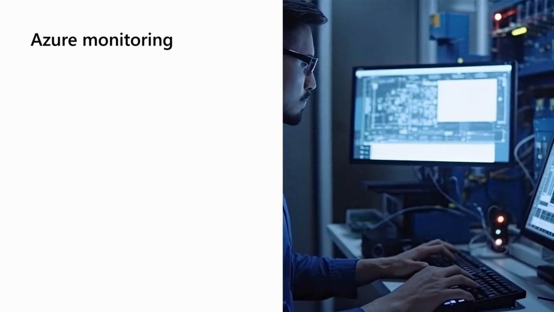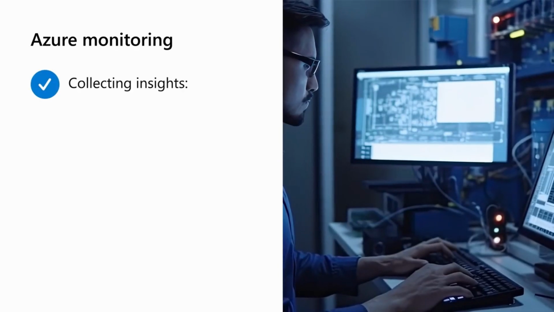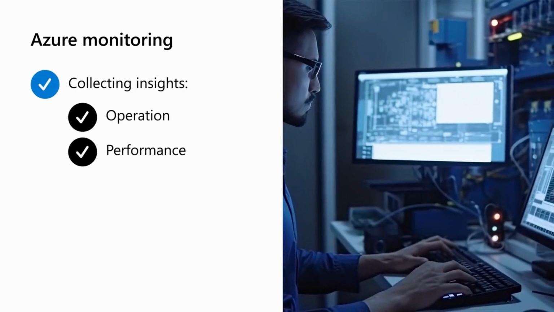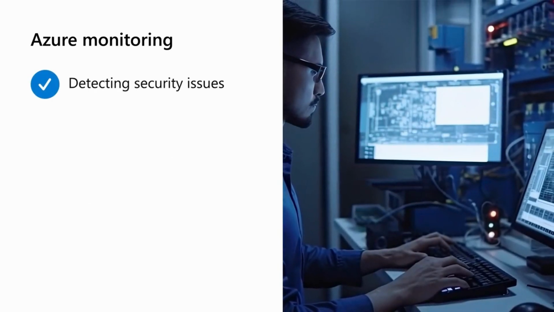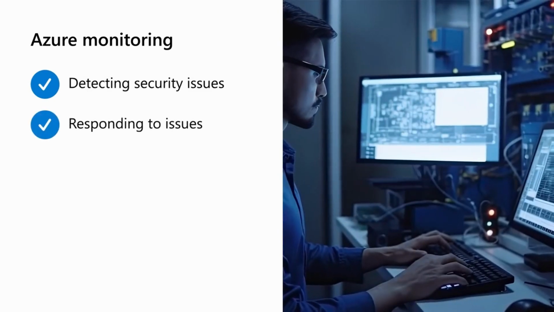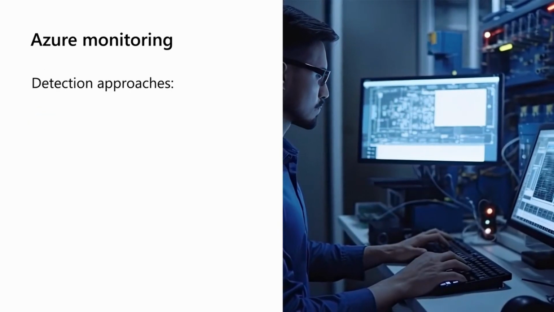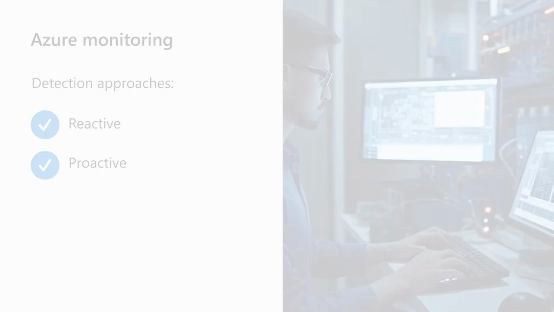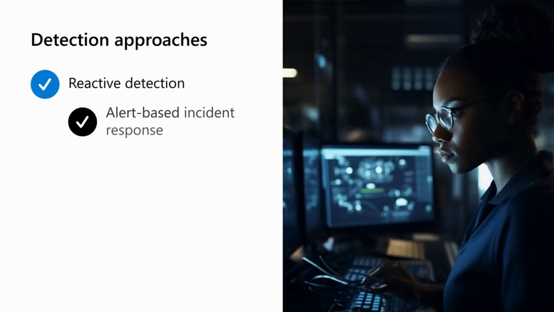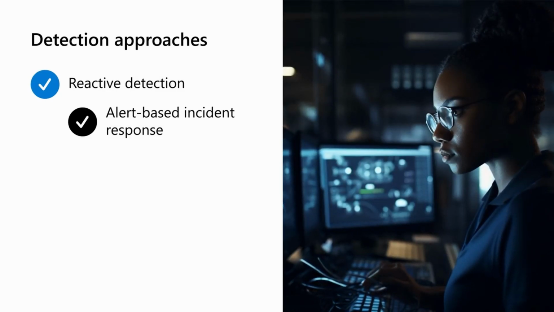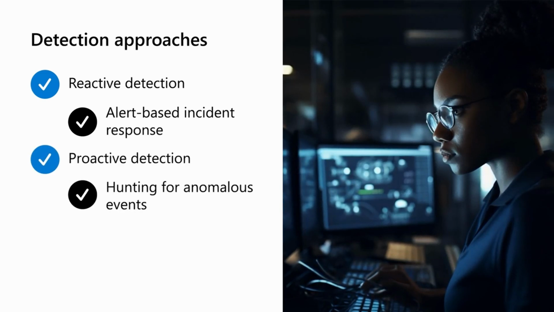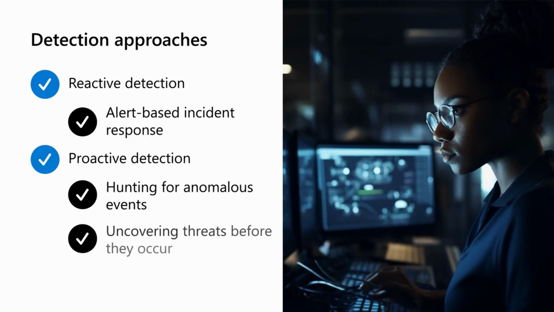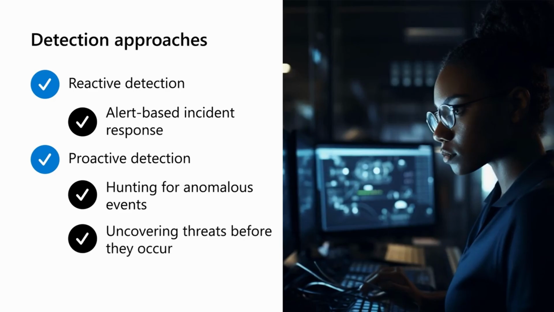In the Azure environment, monitoring refers to collecting insights about your resources' operation, performance, and behavior. Monitoring also involves actively detecting potential security issues and promptly responding to them. There are two main detection approaches, reactive and proactive. Reactive detection involves responding to suspicious activity alerts and quickly responding to mitigate the issue. On the other hand, proactive detection involves actively hunting for anomalous events in the activity logs of Azure resources and uncovering potential threats before they cause significant damage.